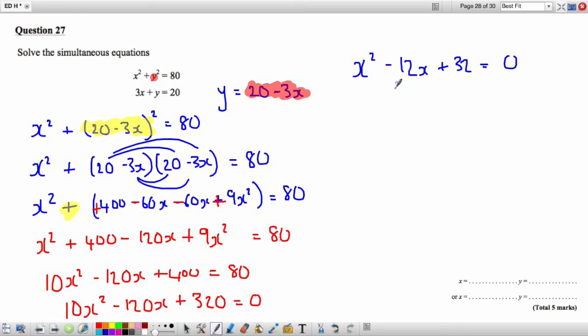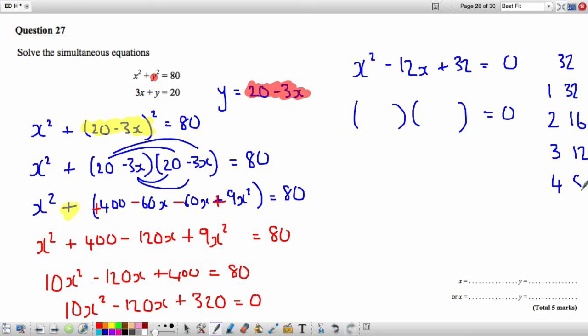We can then split this into two brackets equaling 0. So we have 1 times 32 is 32. So 1 and 32, 2 and 16, 3 and 12, 4 and 8. So here for our negative 12, we're going to have subtract and subtract. So here x subtract 4 and here x subtract 8. Therefore x is equal to 4 and x is equal to 8.